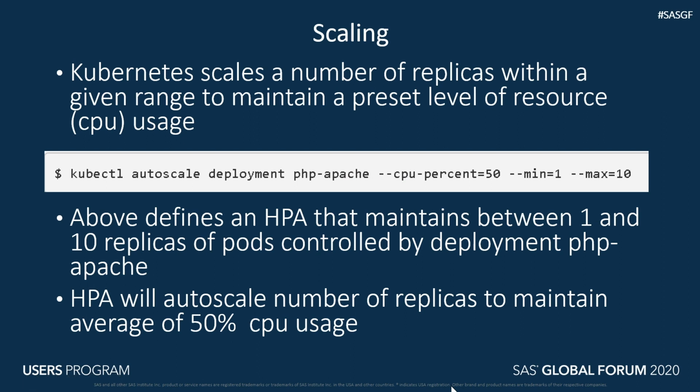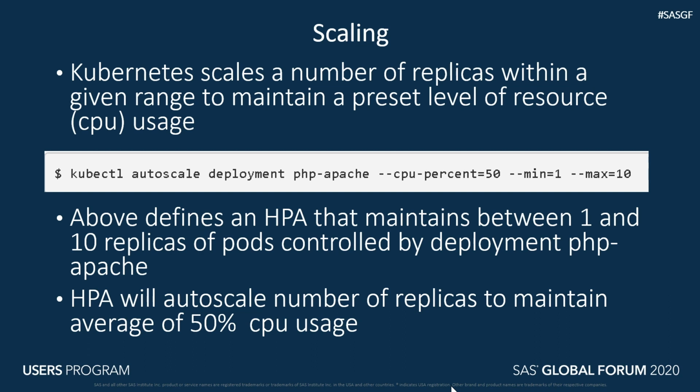Kubernetes scales the number of replicas within a given range to maintain a preset level of resource if you use the autoscale function. This is the kubectl autoscale. The other slide was using the manual scaling command. But for example, in this one, we have kubectl autoscale deployment, CPU percent equal 50, min 1, max 10, which defines an HPA that maintains between 1 and 10 replicas of pods. An HPA in this case is a horizontal pod autoscaler, meaning that it can automatically scale the number of pods.